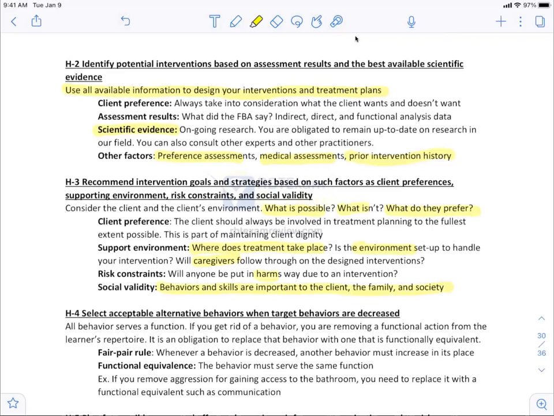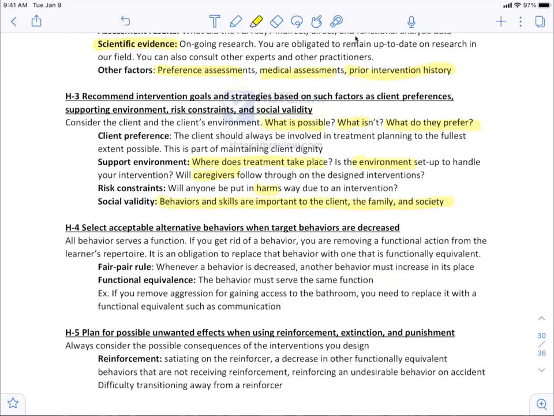All right, getting into these conceptual, more theoretical ideas. Okay, this part of the task list gives people issues. All right. So when you're taking your practice exam, okay, when you're taking my practice exam, start thinking in these terms. What is the client like? What is the environment like? What does the evidence say? What are the risks? Is it socially valid?